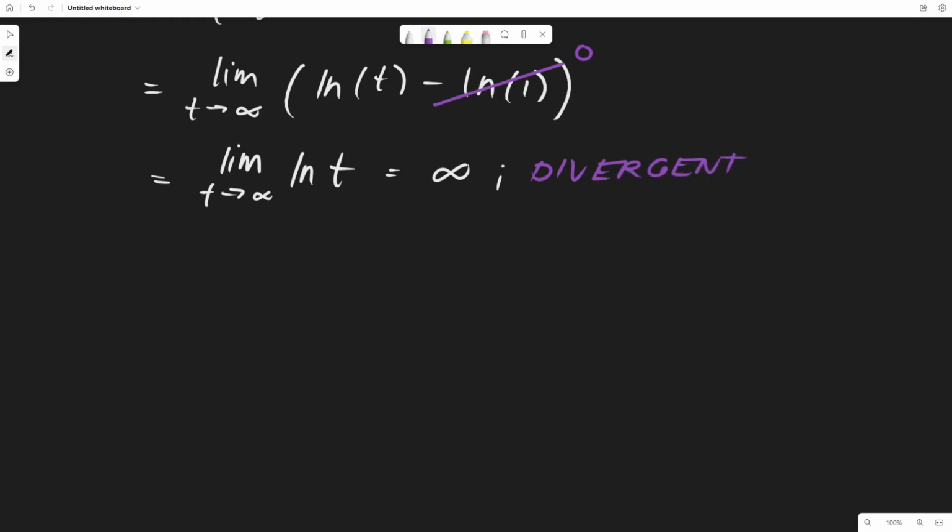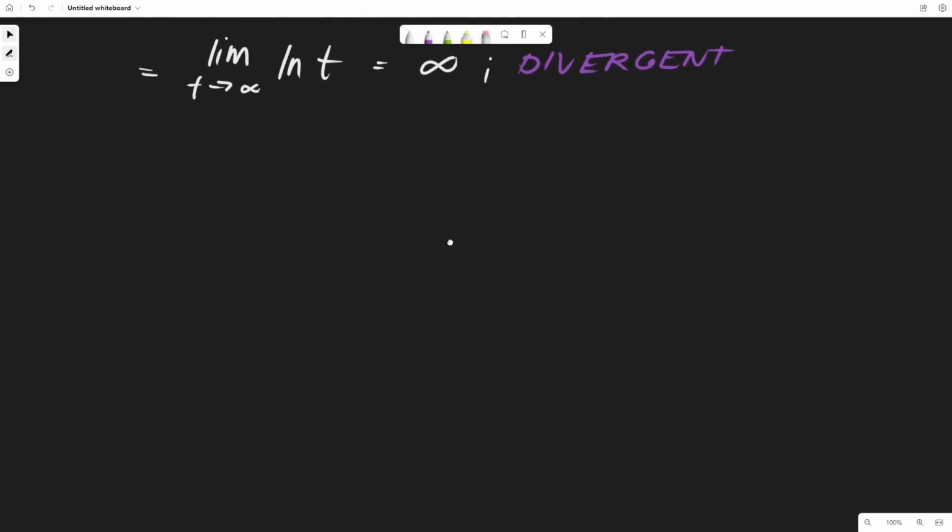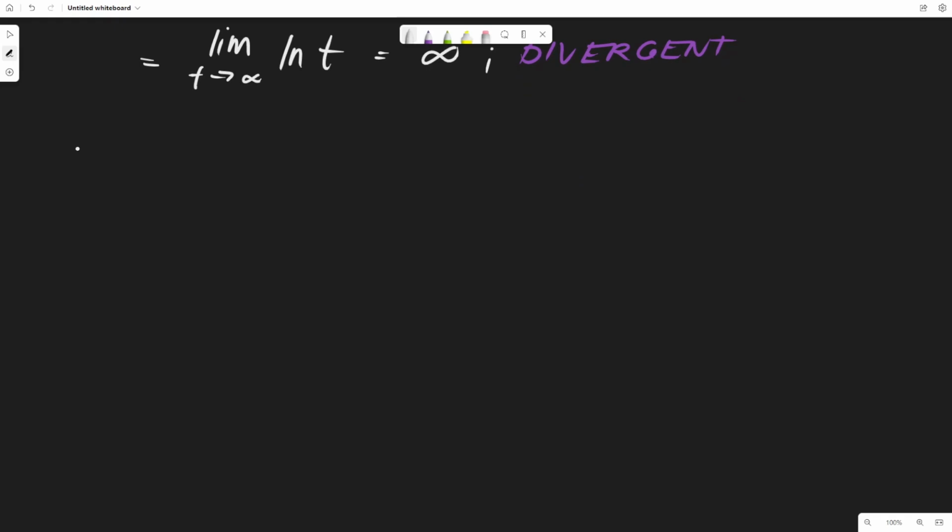Ibig sabihin, it diverges to infinity. No, it does not converge to a certain value, but rather it diverges into infinity. Okay, so yeah, that's how we solve improper integrals. Next, number 2.